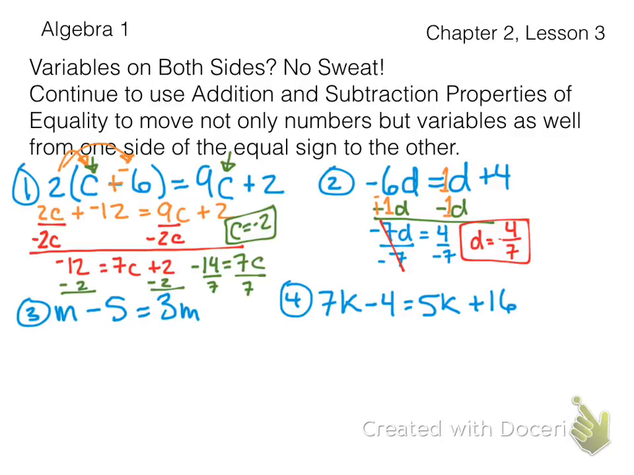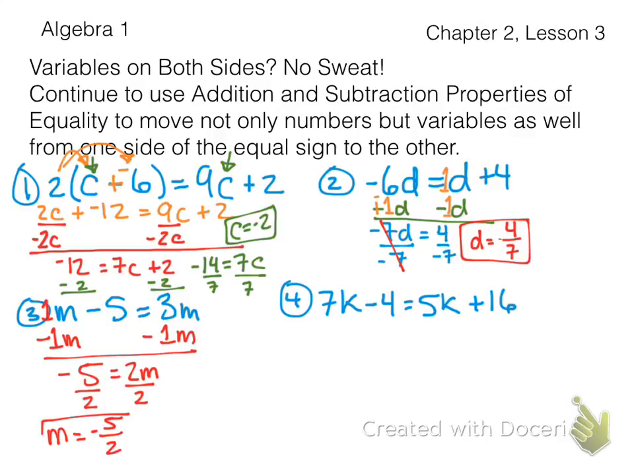All right, next problem. We have m minus 5 is equal to 3m. So again, if I minus 3m on the right and on the left, I'm going to end up with 0 on the right. So I just personally kind of want to avoid that. You don't have to avoid that. And just remember that there's an invisible 1 in front of that m. So I'm going to minus 1m on both sides. Negative 5 is equal to 3m minus 1m, which is 2m. Divide by 2, divide by 2. M is equal to negative 5 over 2.